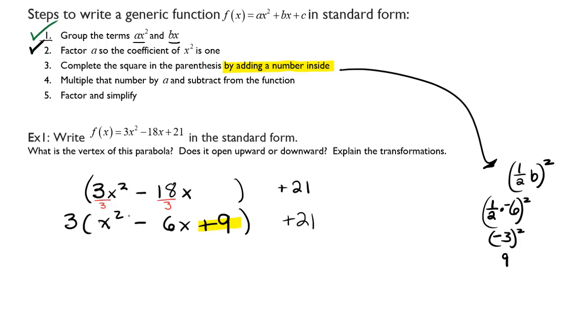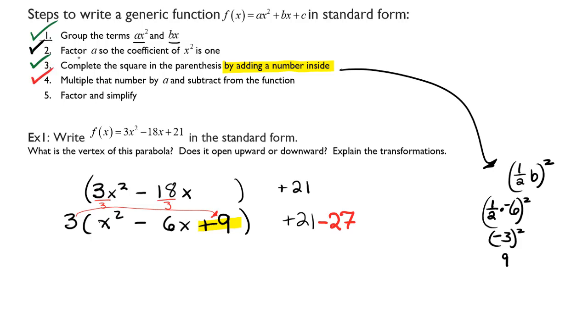So I've completed step 3, but it says multiply that number by a and subtract from the function. So what I'm going to do is multiply 3 times 9, because that in effect is what's happening here. 3 times 9 is 27. And so if I added 27 to this expression, I also have to subtract 27 on the outside of the parentheses. So that completes step 4.